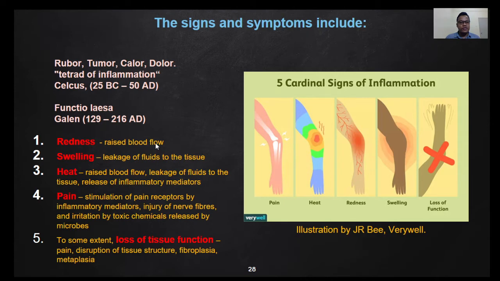The signs and symptoms of inflammation include redness, which is because of raised blood flow to the injured area; swelling, which is caused by the leakage of fluids to the surrounding tissues; heat, raised by blood flow, leakage of fluids to the tissues, and also release of inflammatory mediators; pain, caused by stimulation of pain receptors by inflammatory mediators, injury of nerve fibers, and also irritation of the nerve by toxic chemicals released by the microbes; and to some extent loss of tissue function caused by heavy pain, disruption of tissue structures, fibroplasia, and also to some extent metaplasia.